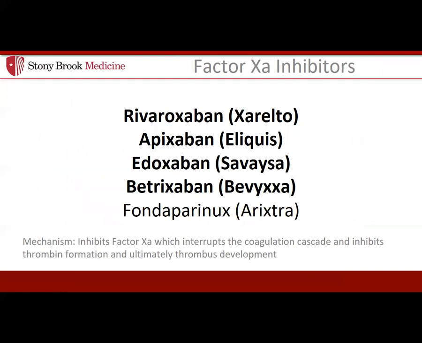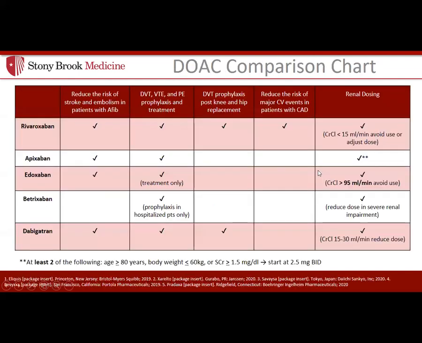Next we'll move on to the factor Xa inhibitors. Again, these play on the coagulation cascade and ultimately inhibit the formation of thrombin. Again, we're focusing on the ones in bold. Fondaparinux is a subcutaneous factor Xa inhibitor, so we're not really focusing on that one. This is just a quick chart comparing the use of these oral anticoagulants. The big thing to take away here is that renal dosing is required in all of them for different reasons, but dabigatran is the one that has the most renal clearance. It is about 80% renally cleared, so this is something to consider, and it plays a role in when you're reversing the agents themselves.